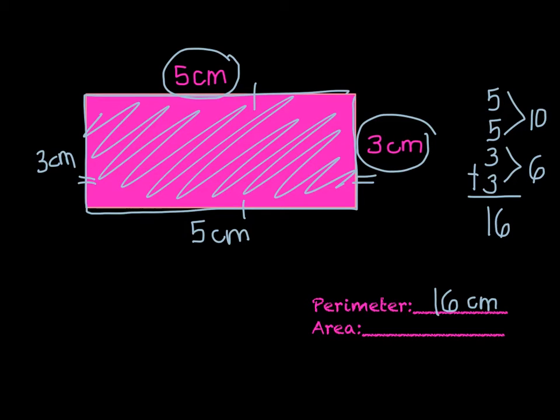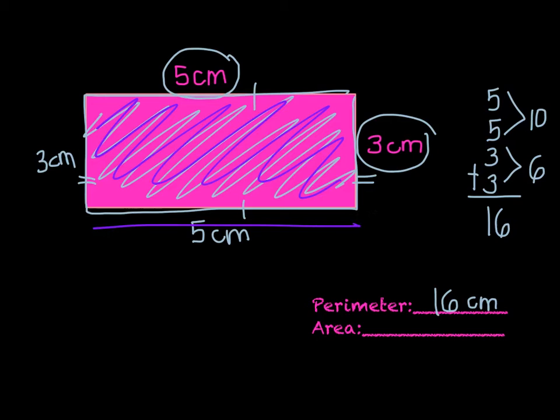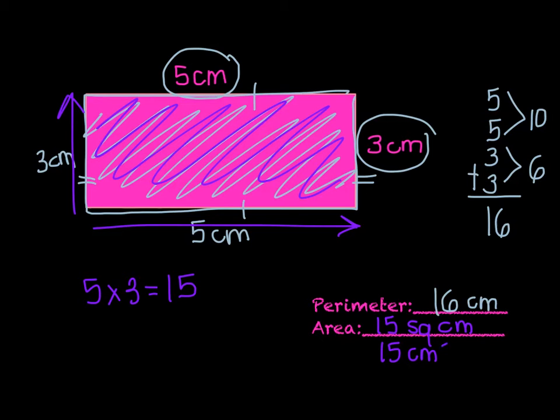For my area, I need to think about the inside of my rectangle. To do that, I need to multiply the length times the width. 5 times 3 equals 15. Because I'm talking about the area inside the rectangle, my label is a little different. My area is 15. Then I need to square my centimeters, so you can have an answer of 15 square centimeters or 15 centimeters squared. That's the same thing.